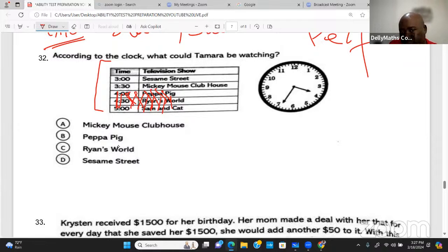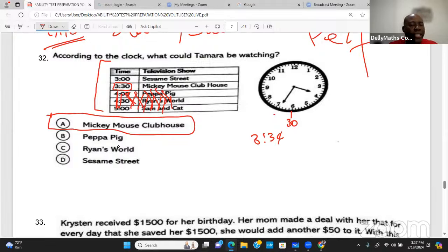No, it's after 3:30, right? So 3:30 is right here. It's like 3:34. So we're talking about 3:34. What is on TV at 3:34? Boom. We would have been watching this because this program starts at 3:30. So we're watching Mickey Mouse. So at 3:34, we're still watching Mickey Mouse. Mickey Mouse is at A, and there it is.